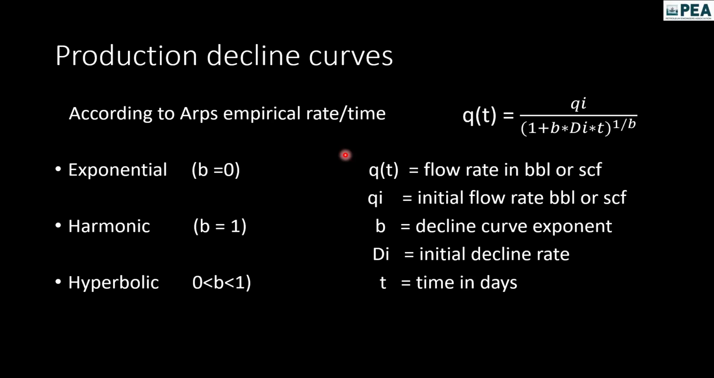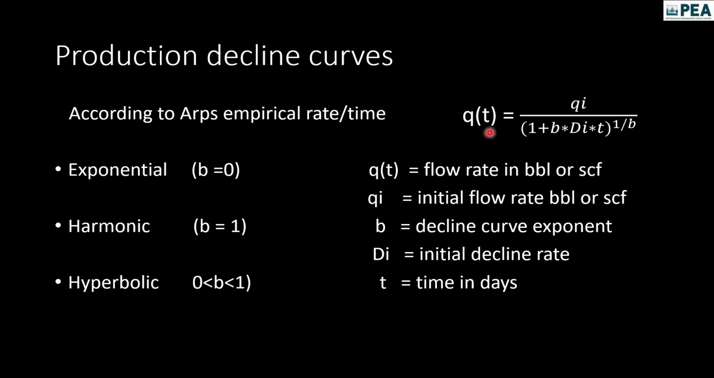So the one which has more prominence is production decline curves, and we are going to have three types of it. One is exponential, harmonic, and hyperbolic. And this came through Arps equation, and this is the equation for that.